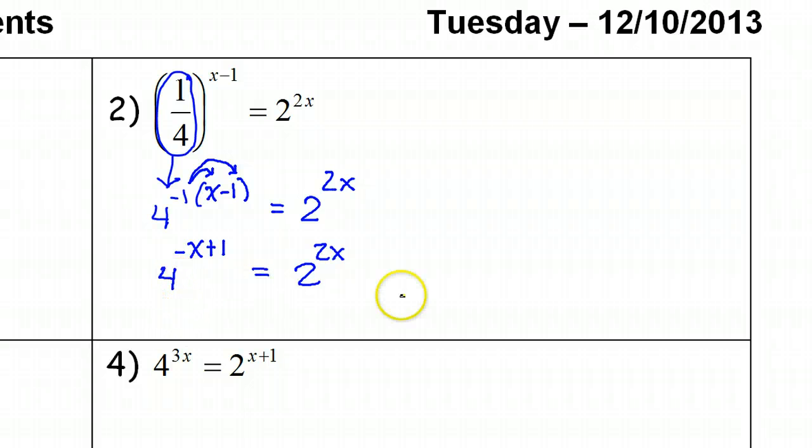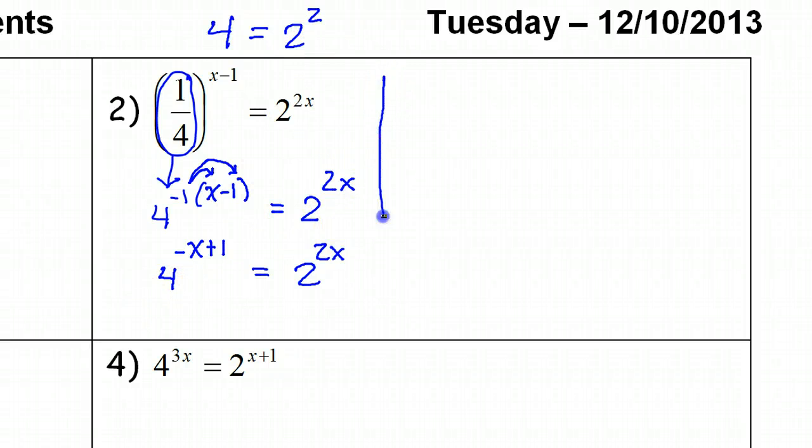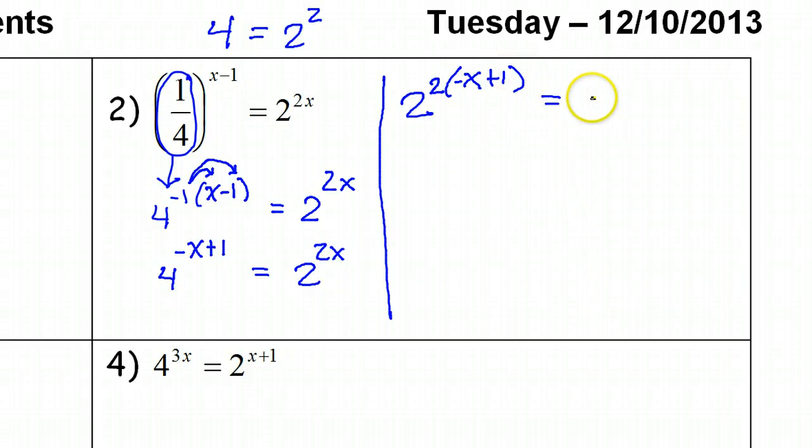But 4, yes, a common mistake. Some kids will try to turn this 2 into a 4 somehow. You can't just magically turn this to a 4. This, we can rewrite it as base 2 because we know that 4 equals 2 squared. So I can make this replacement, but I'm not magically just changing it to something else. If I replace this 4 with 2 squared, then this becomes 2 squared. See that negative x plus 1 power? It's still there. So negative x plus 1 is equal to 2 to the 2x power.